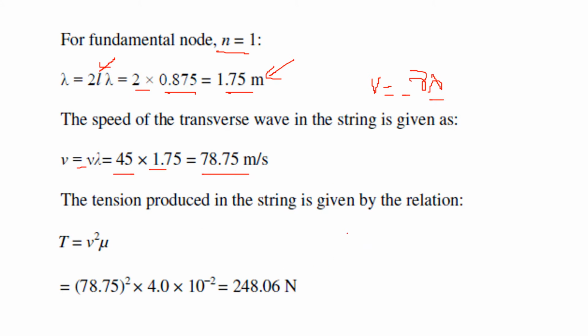We also know that v is given by the square root of T by mu. In order to find T, square this and multiply with mu. So T is v squared mu. Velocity we have found out, mu we already know. Multiply these two, you get the tension produced in the string.